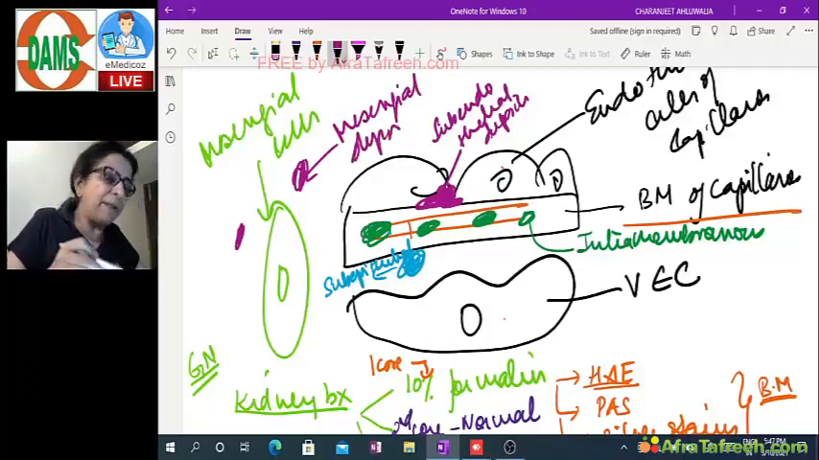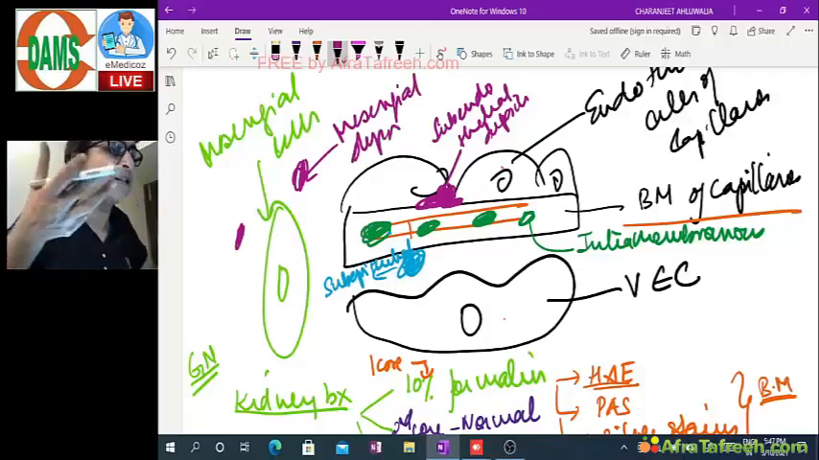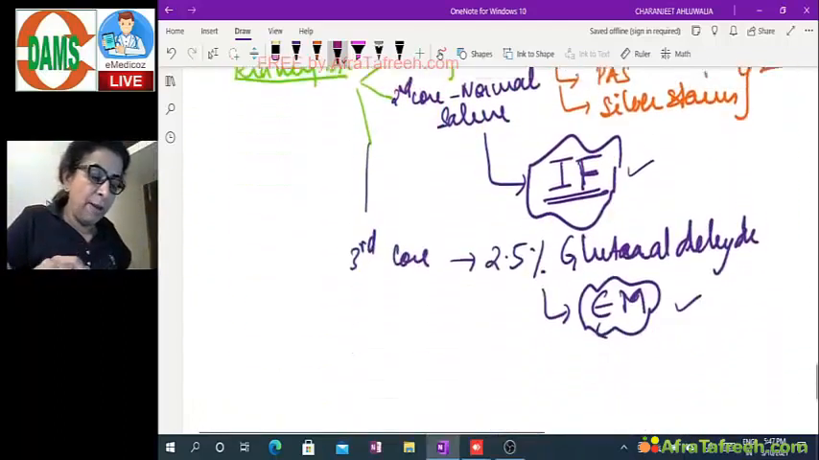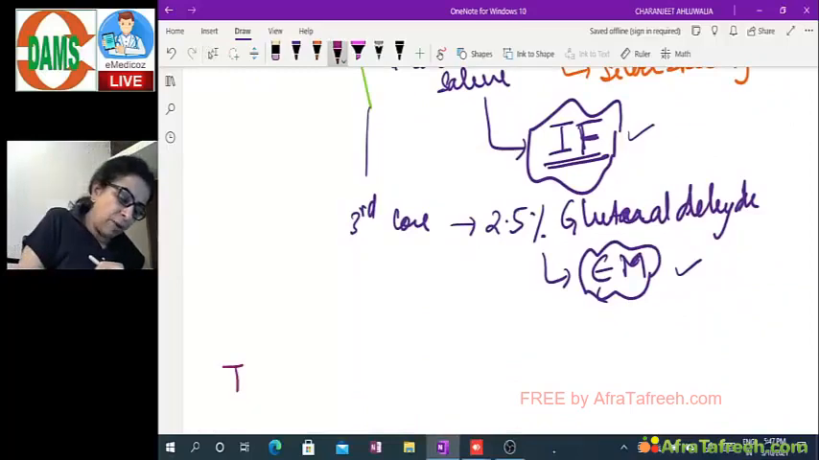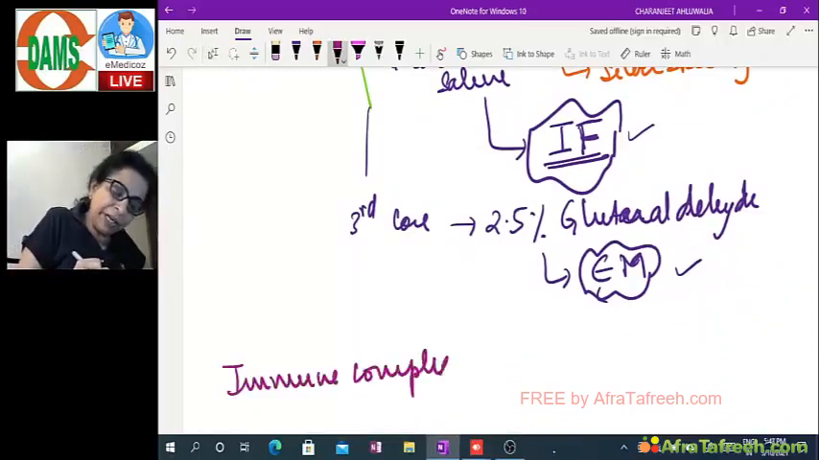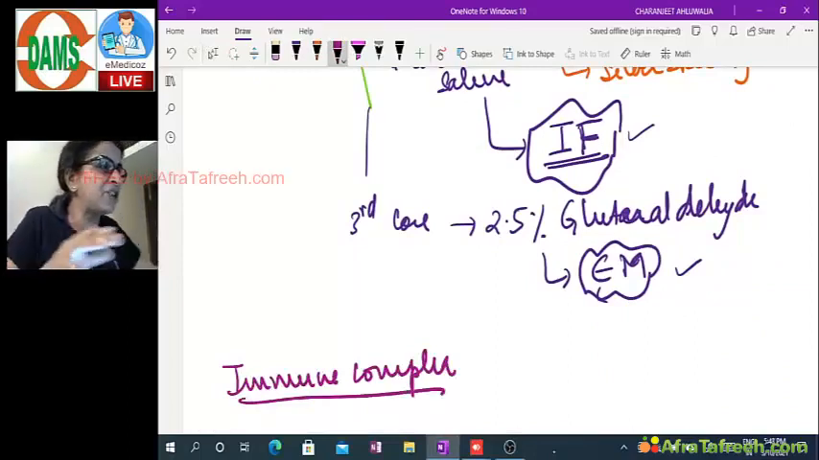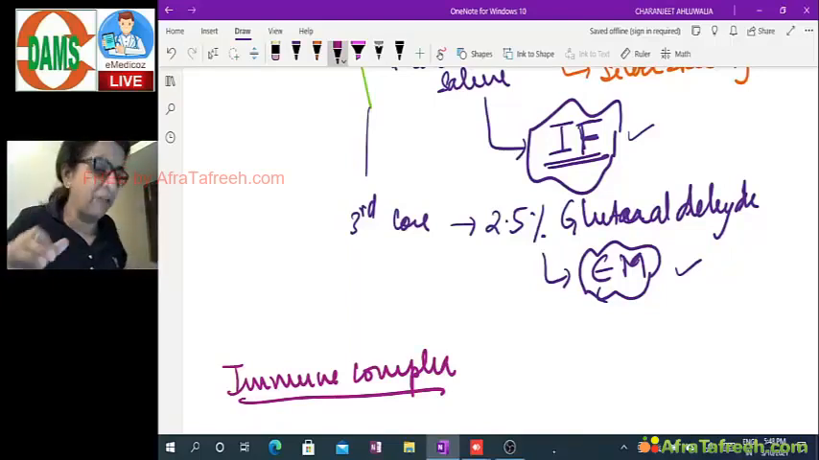Mesangium. So these are mesangial deposits. Between the capillaries you have the mesangial cells. Mesangial cells produce the mesangial matrix. So they deposit in the mesangium. So immune complexes, most of the glomerulonephritis are immune mediated. Immune complexes damage the filtration membrane of the kidney, cause glomerulonephritis.